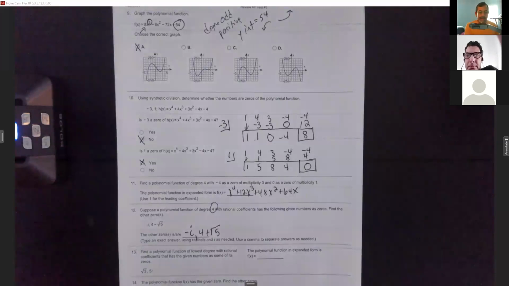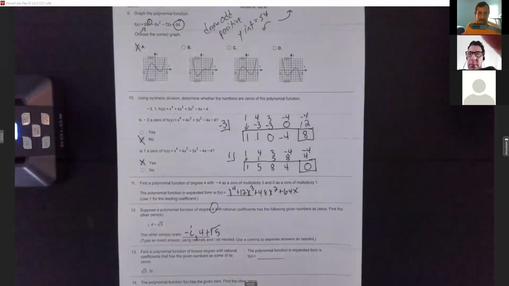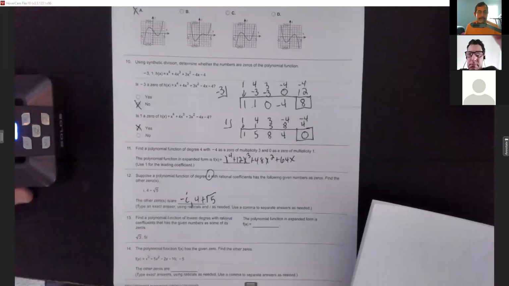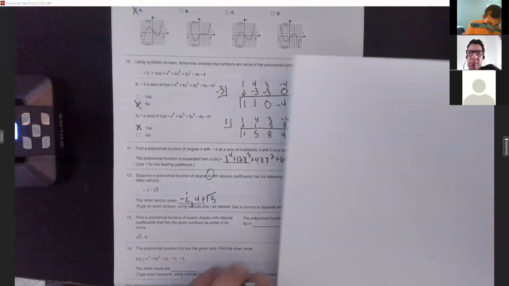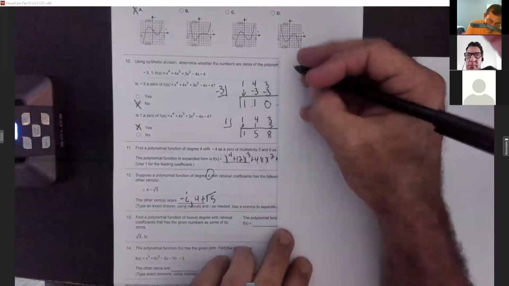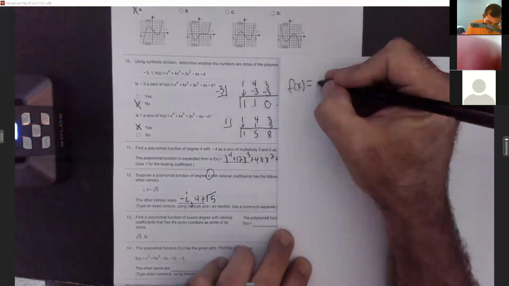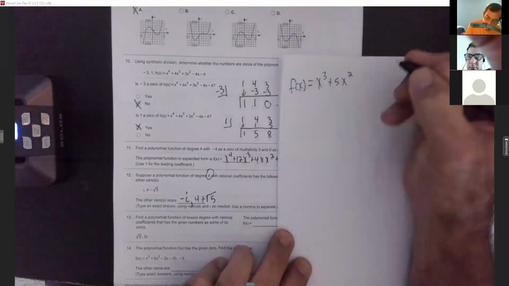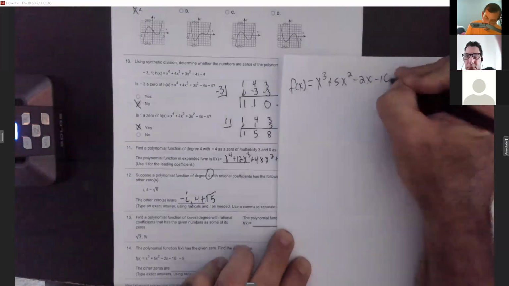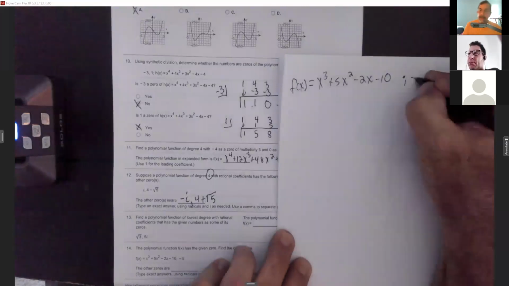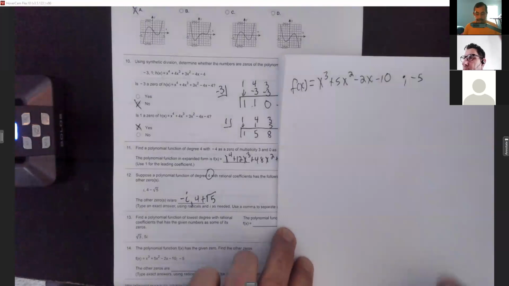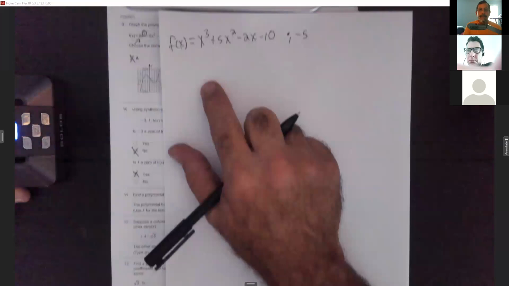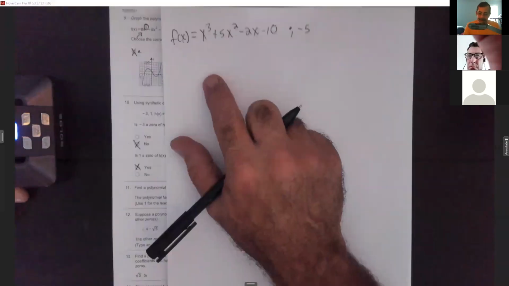All right, I'm probably going to write this number 14 down, so let's see. They're giving us f of x equals x to the 3rd plus 5x squared minus 2x minus 10. And they're saying, hey, negative 5 is a 0.